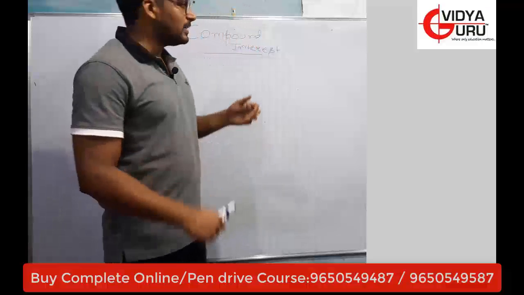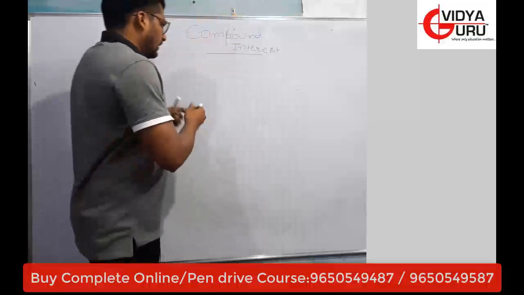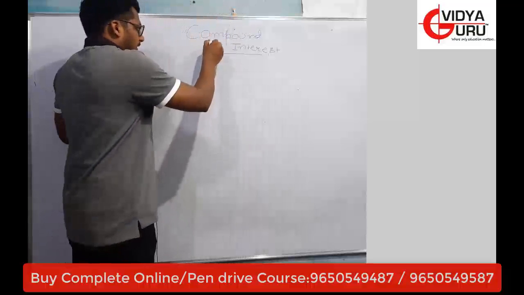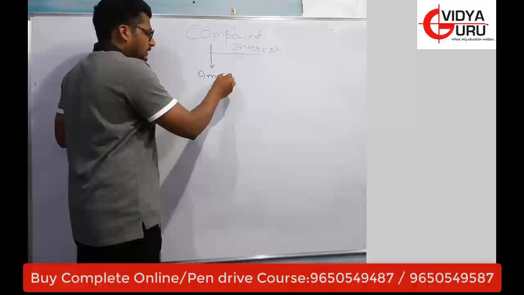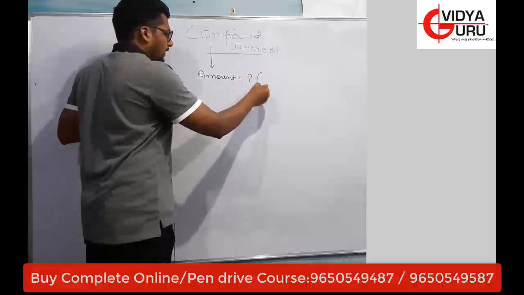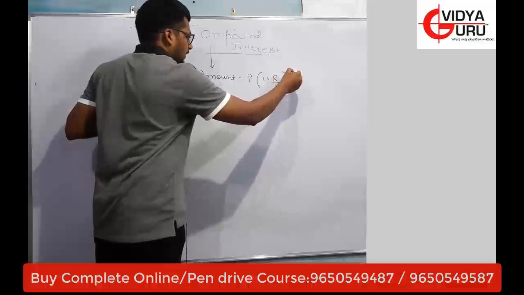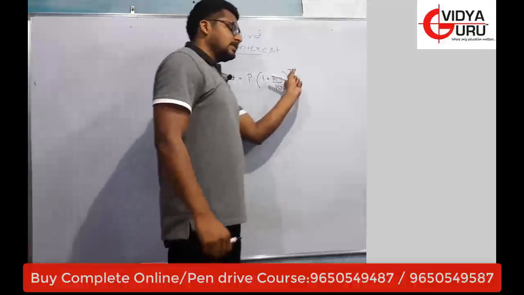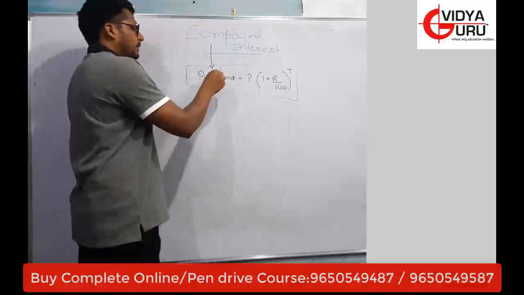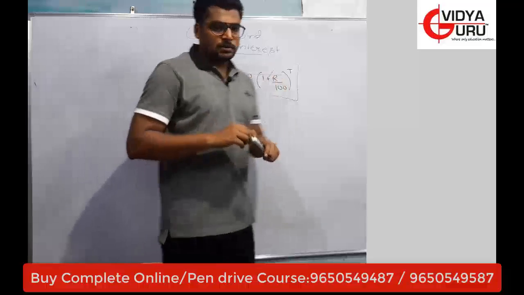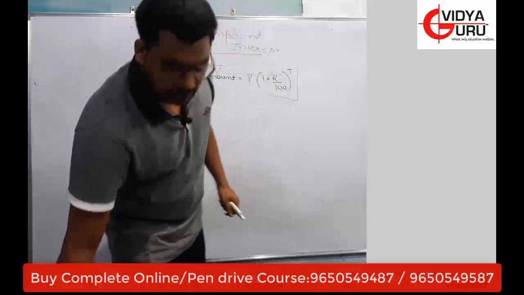Today, we are going to discuss some important questions of compound interest. The compound interest formula is amount equals P into (1 plus R by 100) to the power T, where P is principal, R is rate and T is time. But we are not going to use this formula in any question. This is of no use. But sometimes in exams, the direct formula is also asked, so you need to remember it.